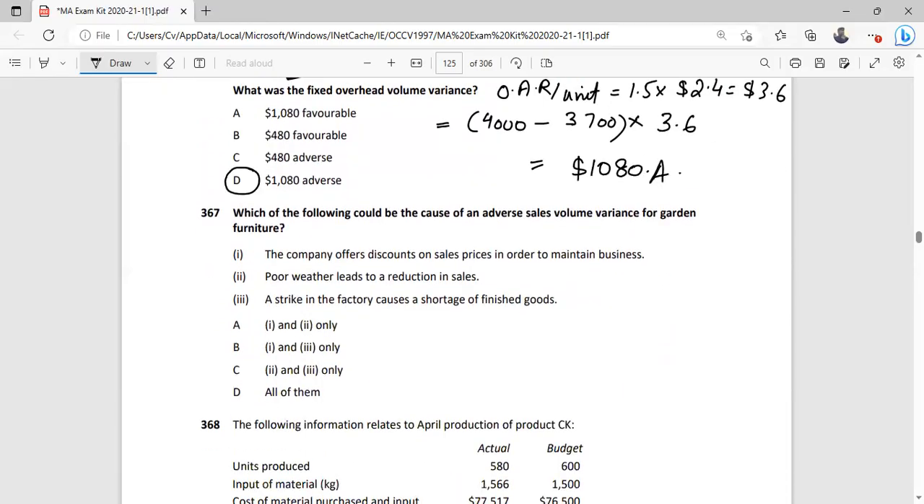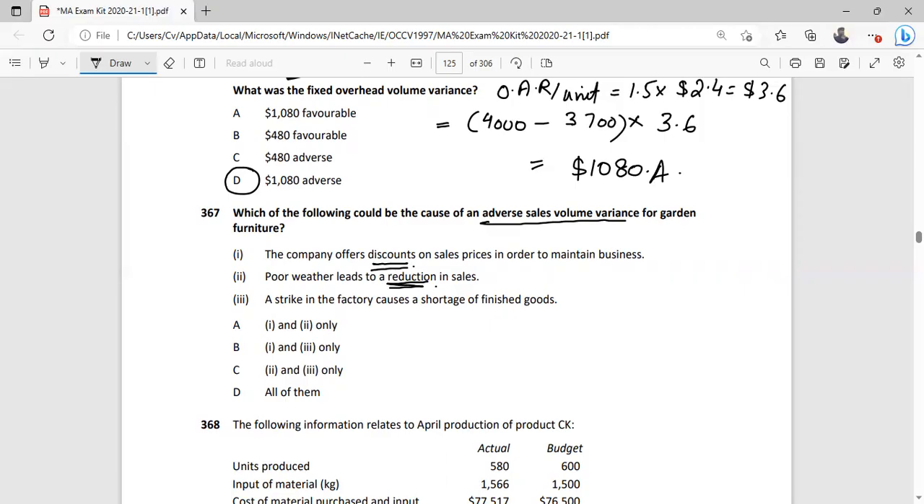Which of the following could be the cause of an adverse sales volume variance for garden furniture? Company offers discount to sale price in order to maintain business. Discount will lead to increase in sales. That's why variance could be favorable rather than adverse. Poor weather leads to a reduction in sales, if it is relevant with the weather.